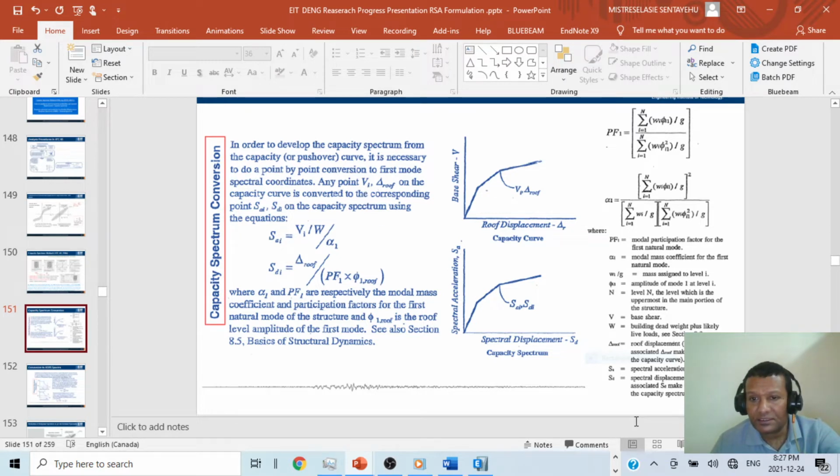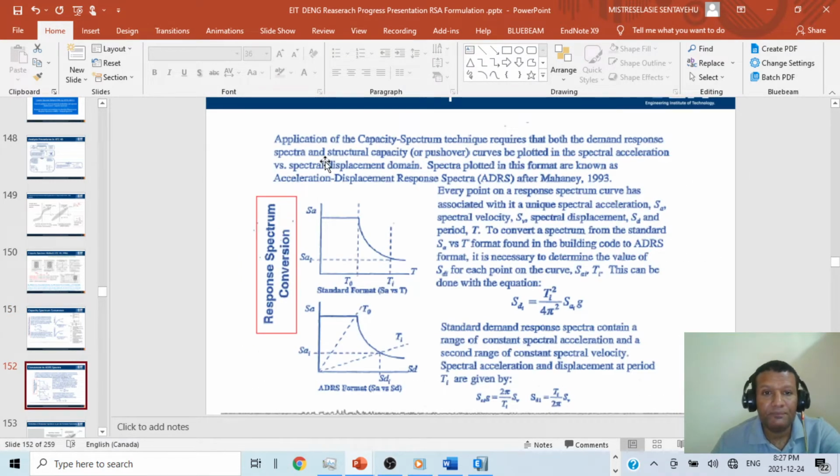So all these things were discussed. Spectral acceleration, spectral displacement, everything was discussed in classical modal analysis, and what the mode shape and mode participation factors are. You can use them and change simply. This is the formula for PF1 and alpha 1, so directly you can use it and change.